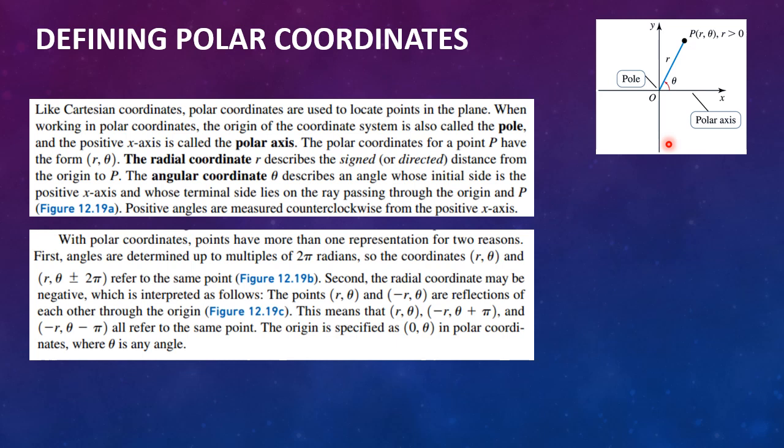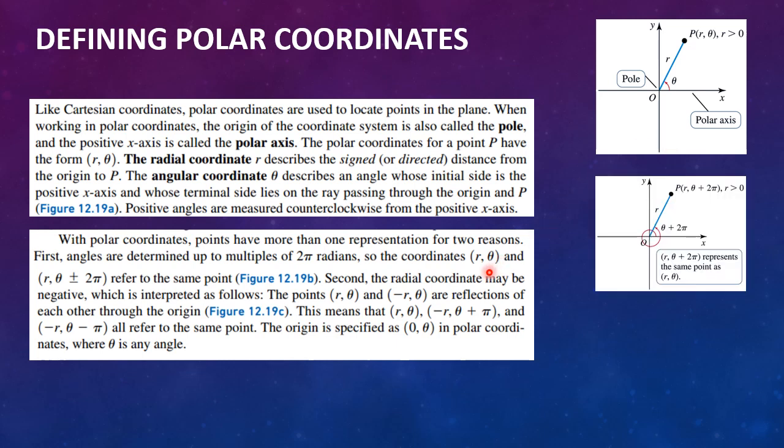With polar coordinates, points have more than one representation for two reasons. First, angles are determined up to multiples of 2 pi radians. So the coordinates (r, theta) and (r, theta plus or minus 2 pi) refer to the same point. You can see here we have (r, theta), but it's also (r, theta plus 2 pi) or (r, theta minus 2 pi).